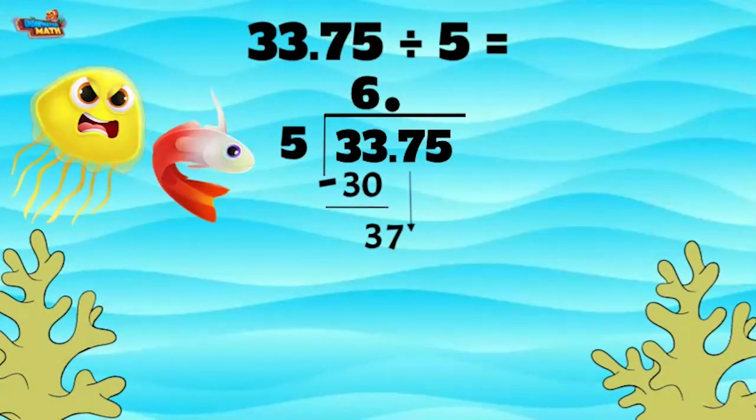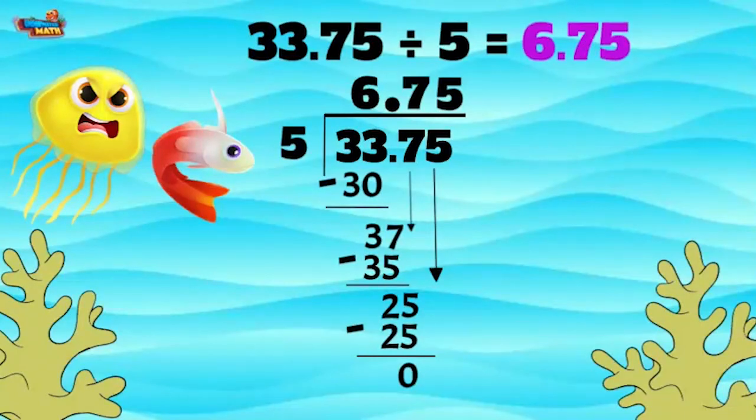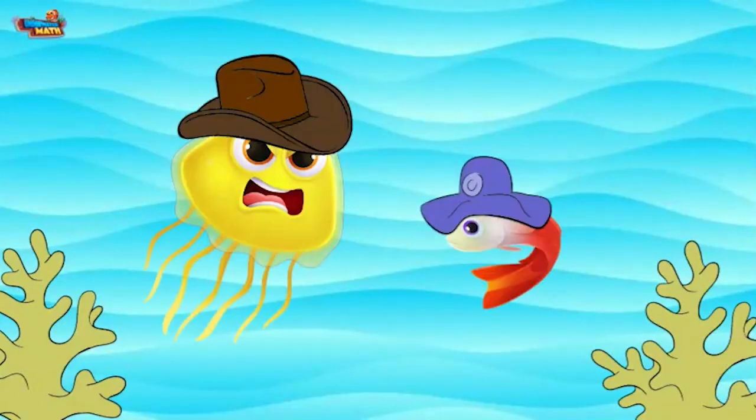Divide 37 by 5. Multiply, then subtract and bring down. Finish it by dividing, multiplying, subtracting. We ended with 0 and found that 37.5 divided by 9 equals 6.75. Dividing decimals doesn't have to be hard. Continue to use your strategies and models to find the answer you are looking for. Good luck!